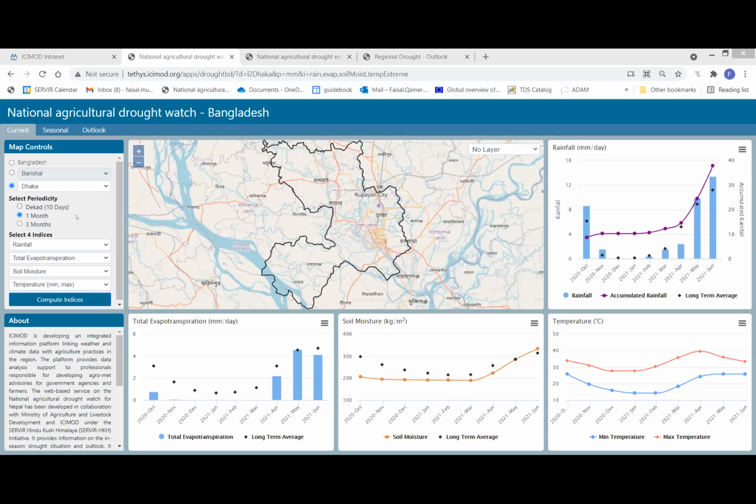So I suggest you play with these tools for a while, and we can stop here. Let me also put the link for Pakistan, Bangladesh.